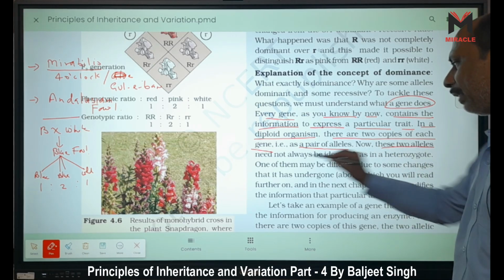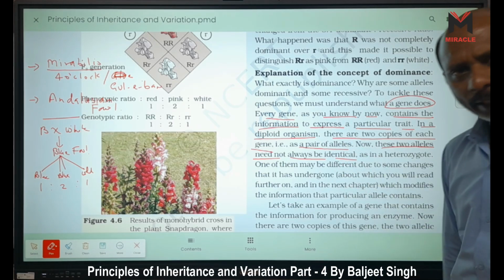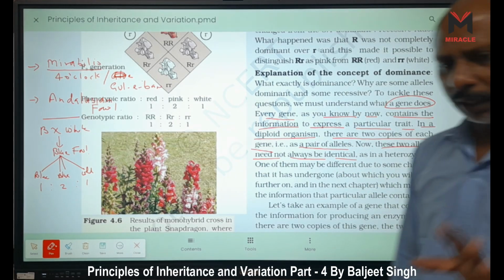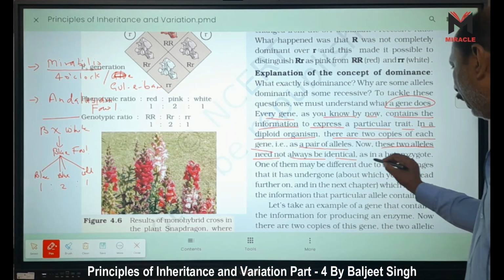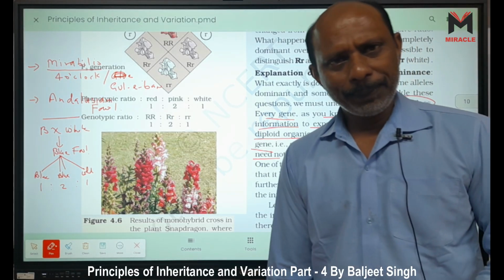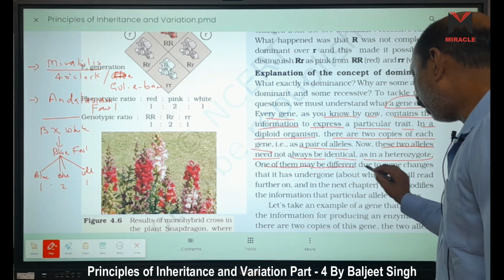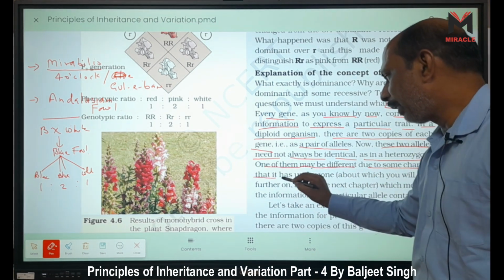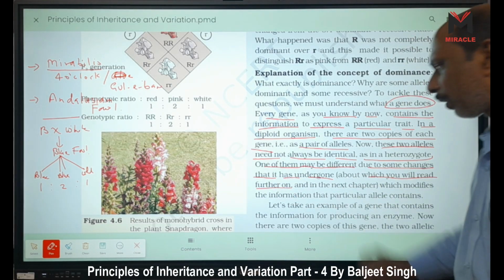Now these two alleles need not always be identical. They are not identical because in sexual reproduction what happens? There are some differences there, right? As in heterozygote. So in a heterozygote, capital T, small t is present. That means two different types of genes are there, right? One of them may be different due to some changes that it has undergone, about which you will read further on. Further on means what?